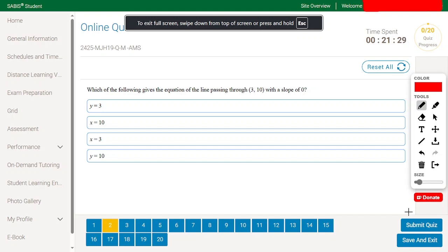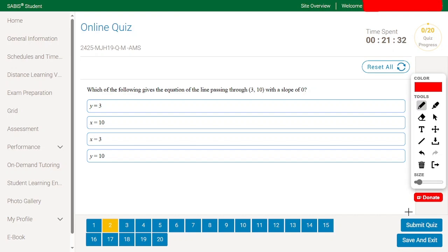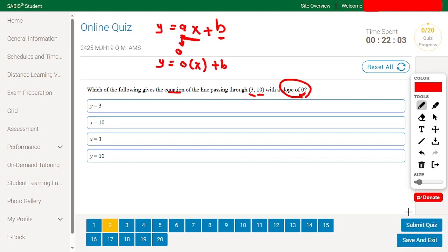Which of the following gives the equation of the line passing through (3, 10) with a slope of 0? So now the line equation is y = ax + b. As we said before, we need to get a and b. Here it says slope of 0, which means a is 0.